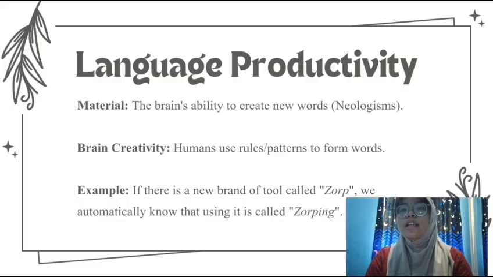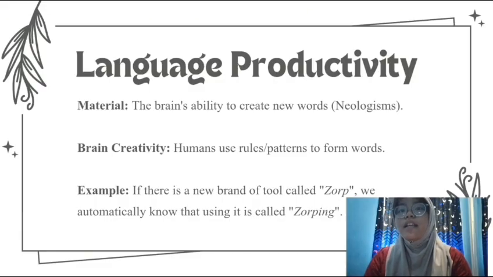For example, if there is a new brand of tool called Sorb, people naturally understand that the activity of using it can be called sorping. Even though the word sorping might not be found in a dictionary, its meaning is still clear because it follows familiar language patterns. This demonstrates that language is creative and productive.